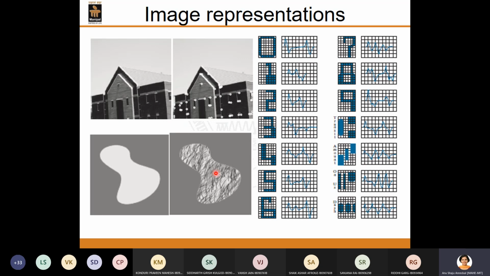Now a third way by which you can represent images, or extract useful information from images, is by looking at the texture of the objects which are present in the image.